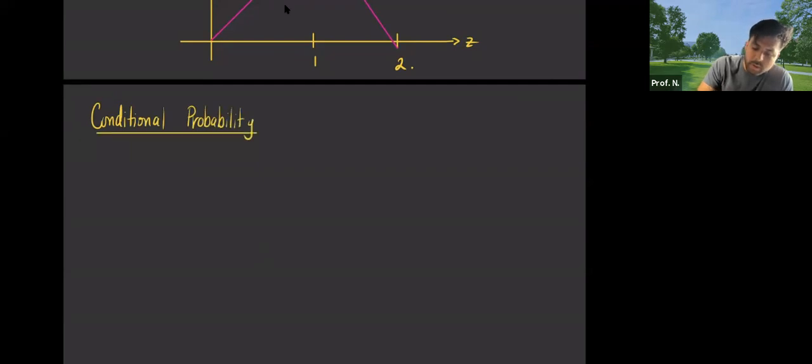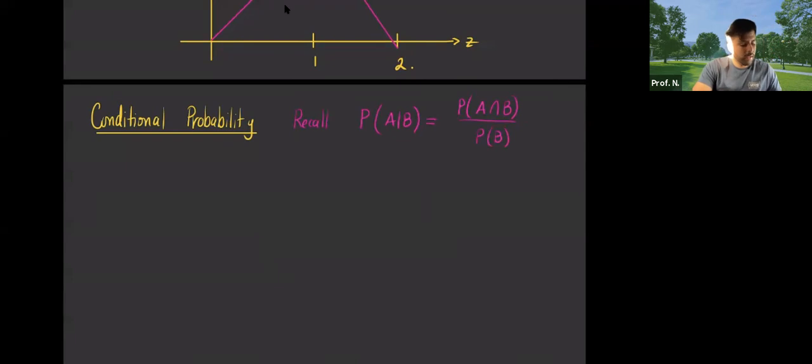So recall what conditional probability is. When you say A given B, you guys remember this? This equals the probability of A intersect B divided by the probability of B, right? That was conditional probability. It's the same exact idea for random variables that are jointly distributed.